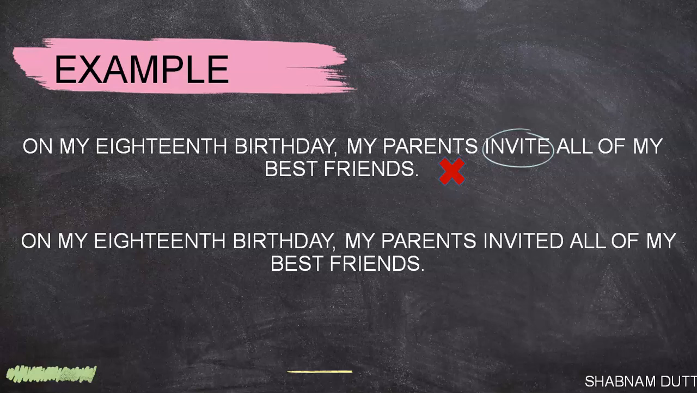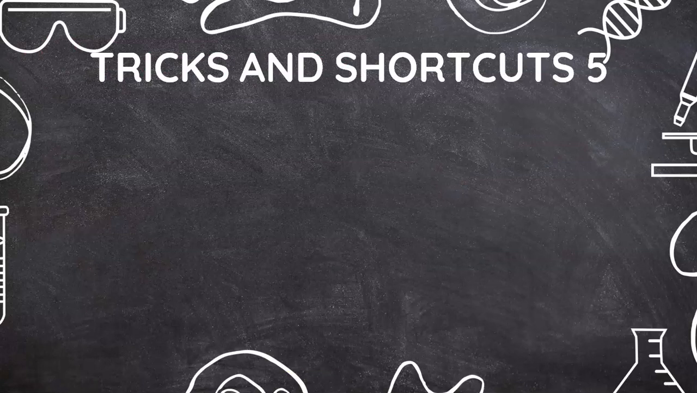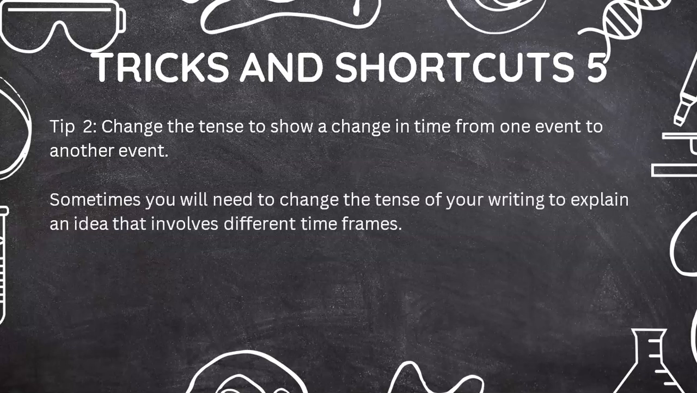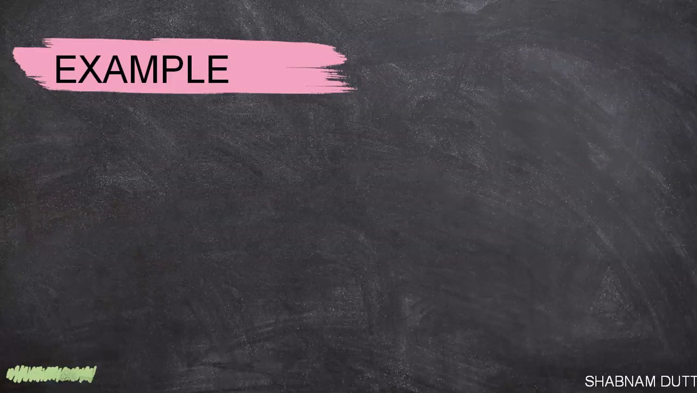Alright? Now, the next tip is: change the tense to show a change in time from one event to another event. Although you aren't supposed to change the tenses in the same piece of writing according to rule number 1, sometimes you will need to change the tense of your writing to explain an idea that involves different time frames. Let's understand this through an example.